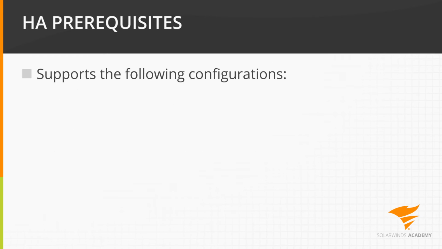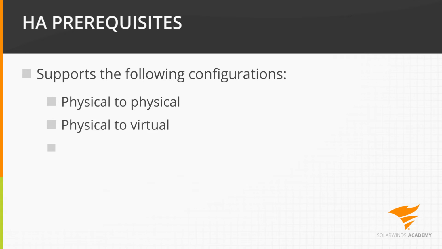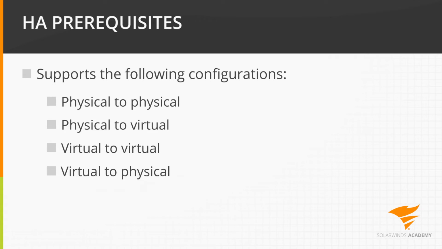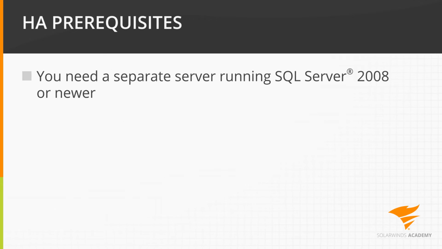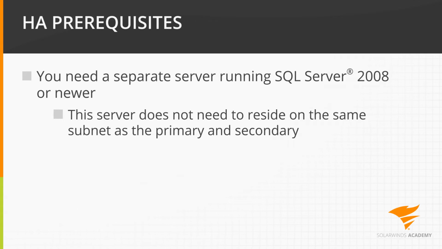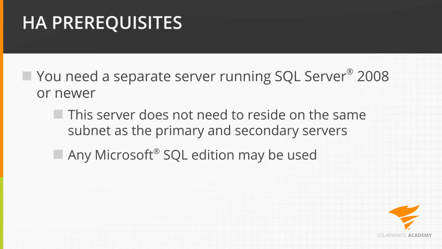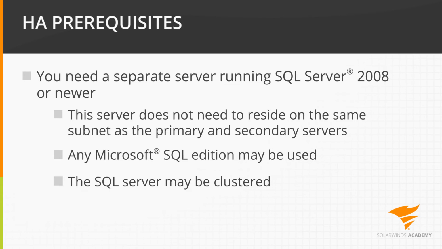High Availability supports the following configurations of primary and secondary servers: physical-to-physical, physical-to-virtual, virtual-to-virtual, and virtual-to-physical. You must also have a separate server running SQL Server 2008 or newer. This server does not need to reside on the same subnet as the primary and secondary Orion platform servers. Any Microsoft SQL edition may be used, including SQL Express, and the SQL Server may be clustered.